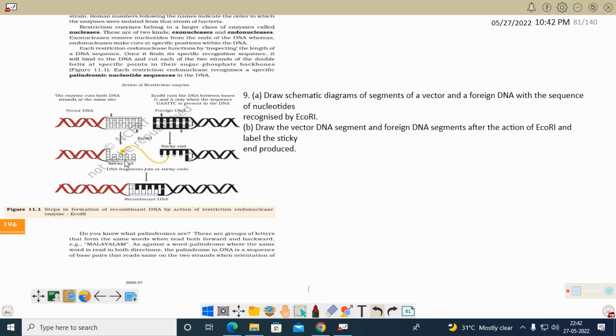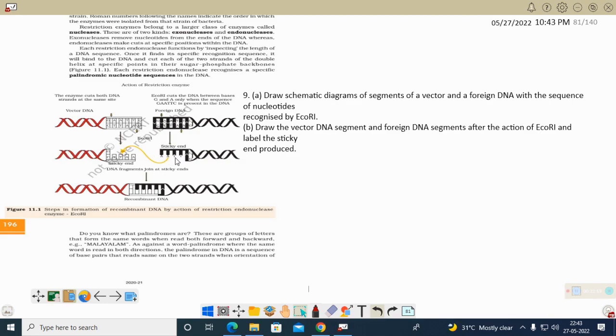So in the next one you join this AATT, which will come and join with TTAA, and they will be ligated to each other in the presence of ligase. So DNA fragments join at sticky ends and recombinant DNA is formed. They are asking: draw a schematic diagram of a segment of a vector DNA and a foreign DNA with the sequence of nucleotides recognized by EcoRI. That is this one. Then draw the vector DNA segment and foreign DNA segment after the action of EcoRI.